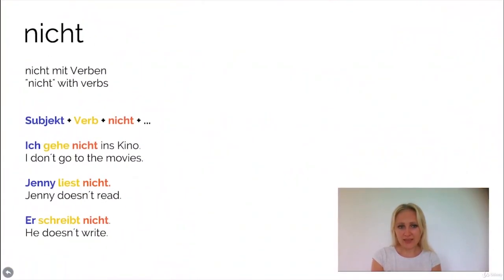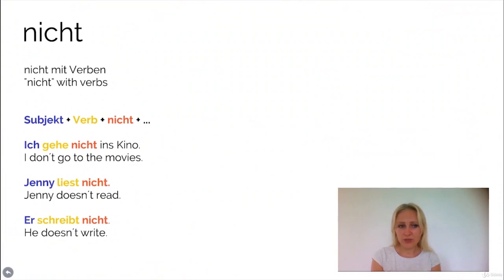Now, in the next part, we have the word nicht. Nicht is basically the same as the English don't. We use it in order to negate verbs. For a basic main clause, you start with the subject as usual, then comes the verb, and then comes nicht. So, for example, ich gehe nicht ins Kino. I don't go to the movies.